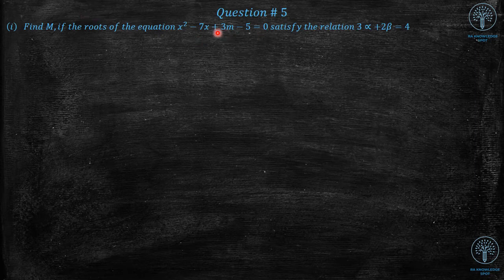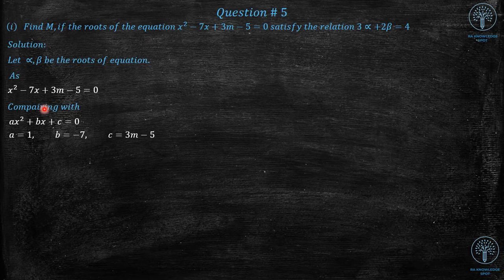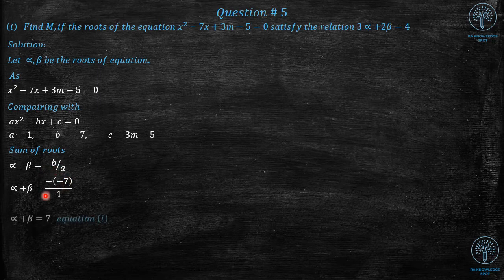In this question, alpha and beta are the two roots of the equation, as this is the main equation of the question. Always we have to compare with this equation. These are the values of a, b, c. Now the sum of the roots is equal to minus b over a. We are going to put the values. Now call this equation number 1, or you can put an arrow sign and give it a 1. This is your equation number 1.